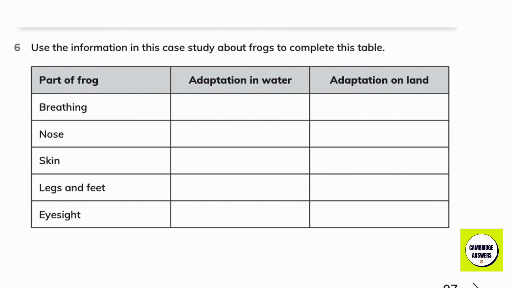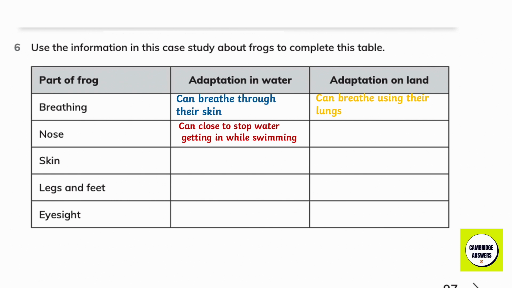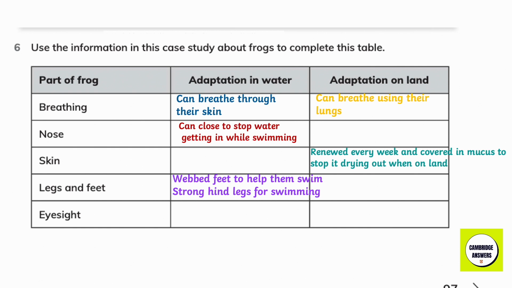Use the information in this case study about frogs to complete the table. Part of frog: adaptation in water, adaptation on land. Breathing: can breathe through their skin, can breathe using their lungs. Nose: can close to stop water getting in while swimming. Skin: renewed every week and covered in mucus to stop it from drying out when on land. Legs and feet: webbed feet to help them swim, strong hind legs for swimming. Eyesight: can see well in muddy water, can see well in the dark.